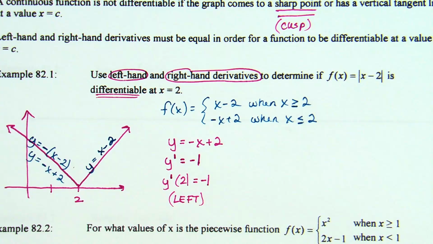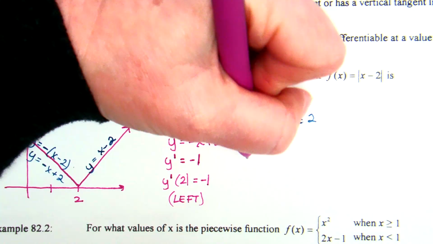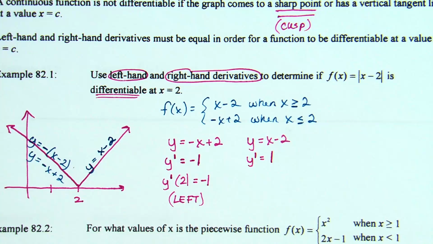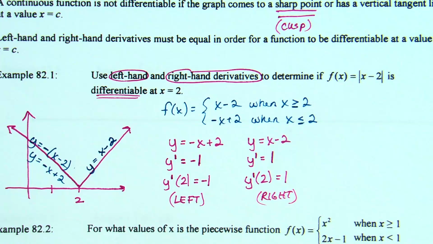Okay, let's check the right-hand derivative. The right-hand equation is y equals x minus 2. What's the derivative of x minus 2? 1. What is the derivative evaluated at 2? Still 1. And this is your right-hand derivative.